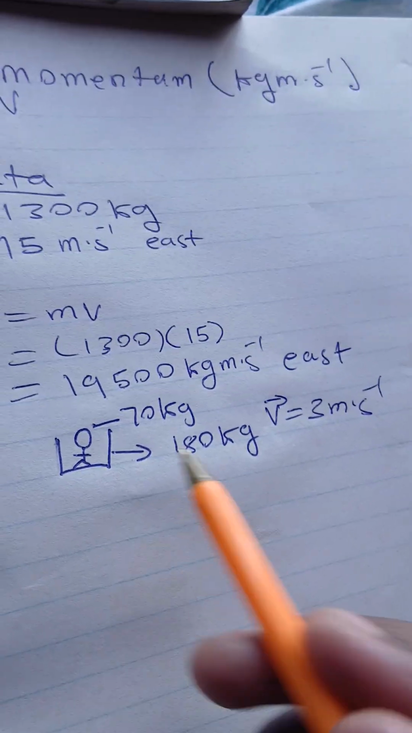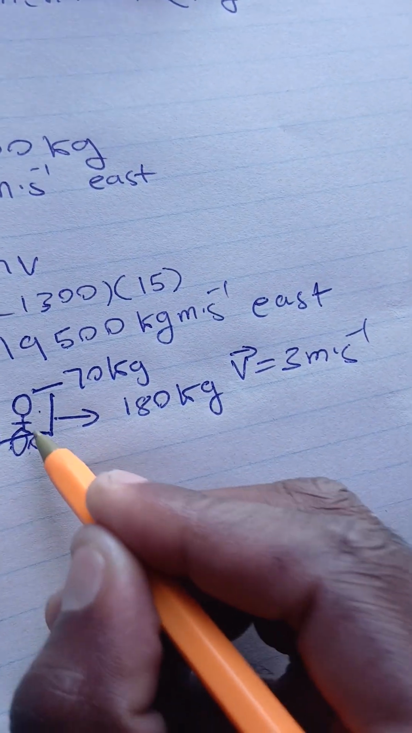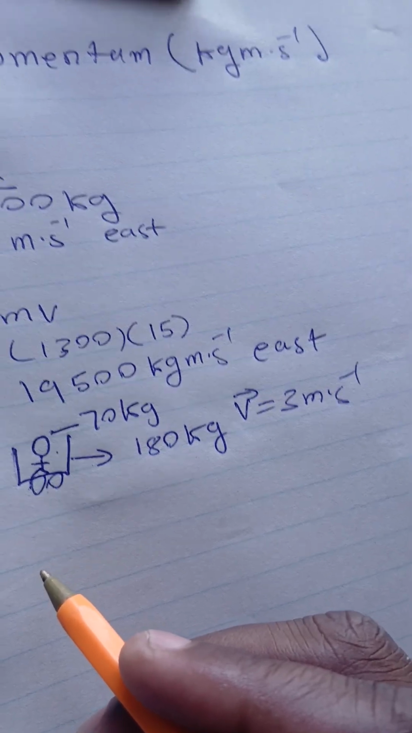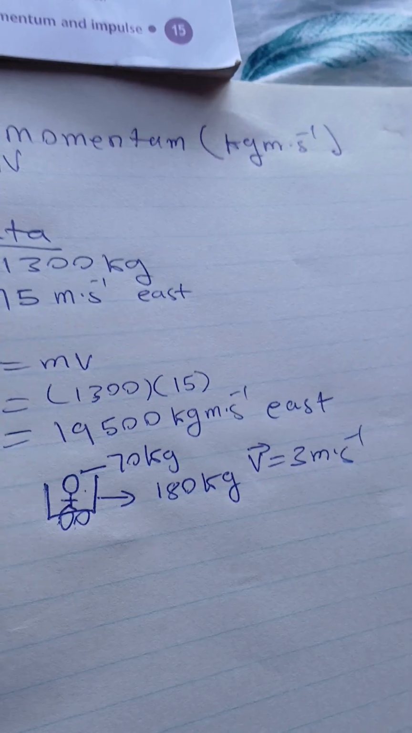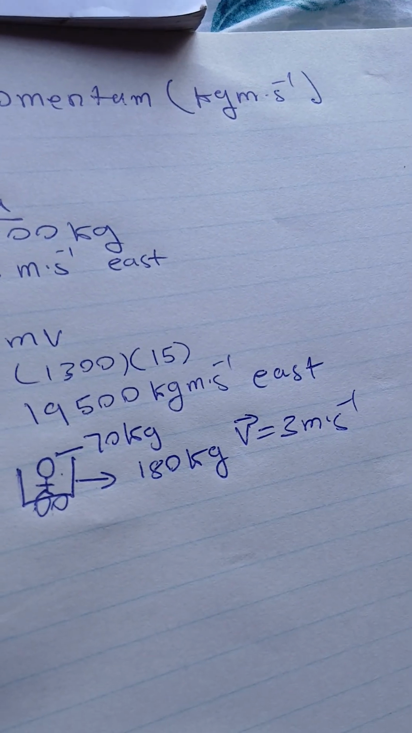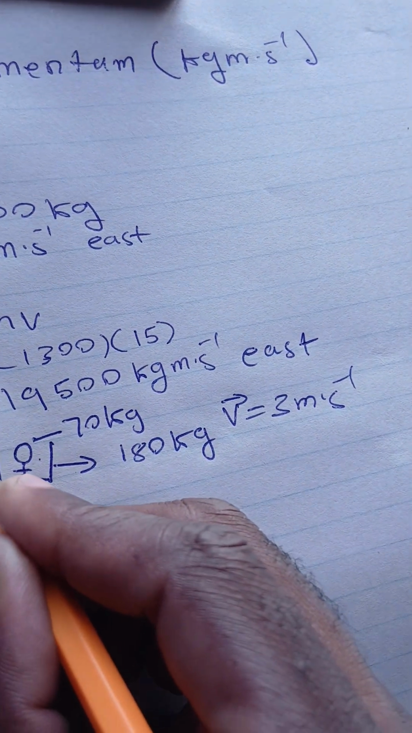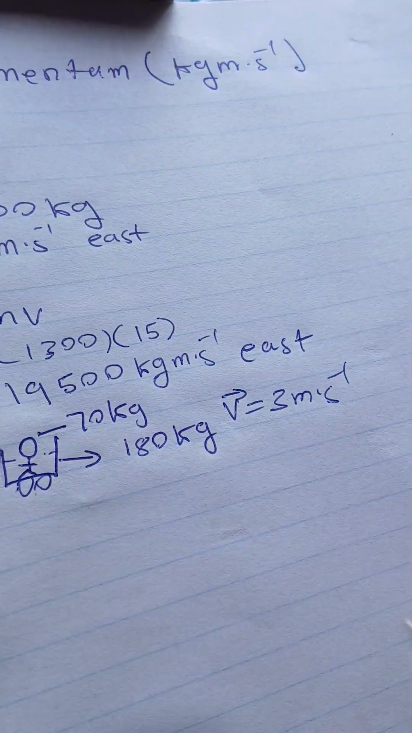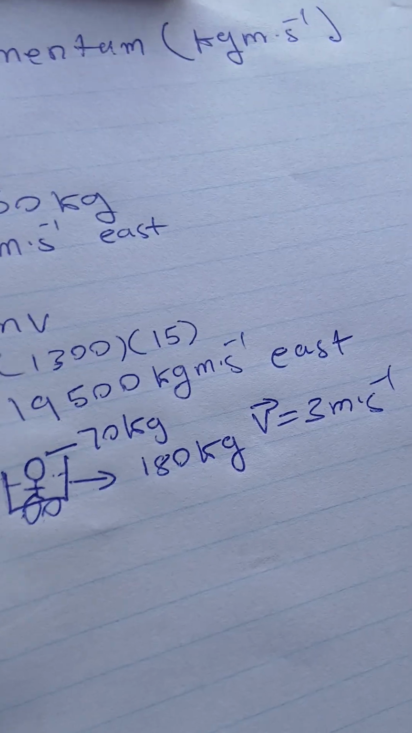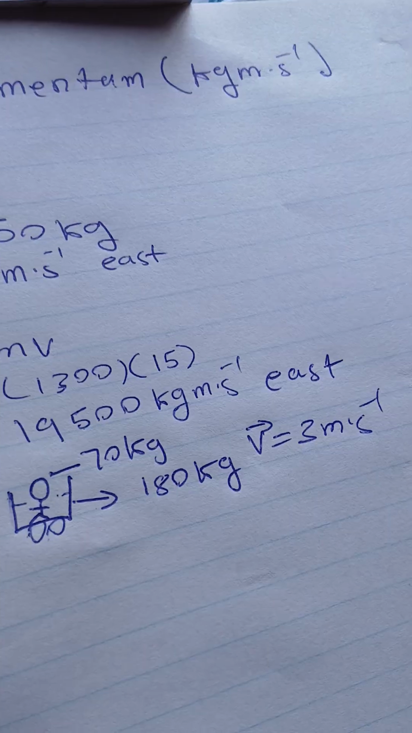Remember, when the person is inside the car and the car is moving at 3 meters per second, the person will also be moving at 3 meters per second, according to Newton's first law. So the person will be moving with the car at the same speed. The person is moving at 3 meters per second and the car is also moving at 3 meters per second. They have to have the same velocity.